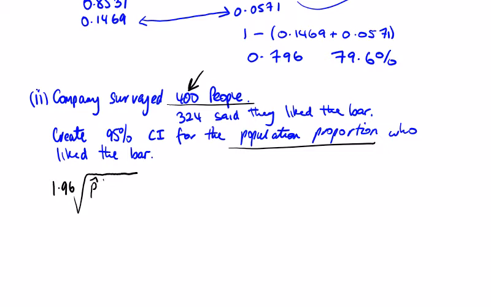So it's p hat times 1 minus p hat, or you can just use p, the square root of all that over n, will give me the margin of error for this proportion, which is 324 over 400, and if we divide that by 4, we're going to get 0.81. So 81% of people like the bar.